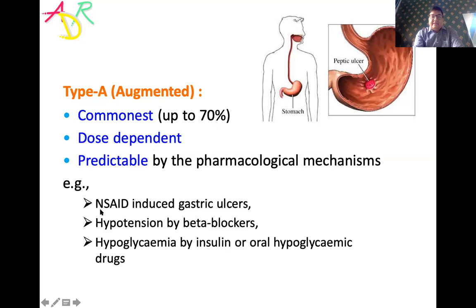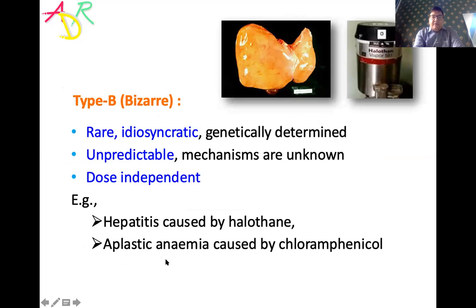Like NSAIDs, they cause prostaglandin synthesis inhibition, and thereby they cause gastric ulcer. Similarly, beta blockers are antihypertensive drugs, so they can lead to hypotension. And similarly, we know insulin causes hypoglycemia. So the hypoglycemia, the ADR of insulin, is a type A ADR. Type B are those which are bizarre, that means rare, idiosyncratic, or genetically determined.